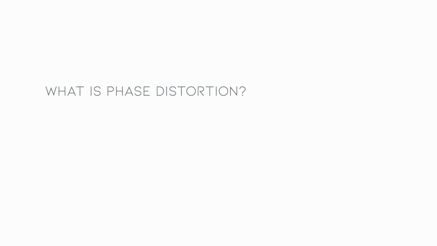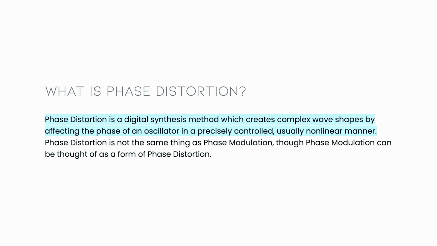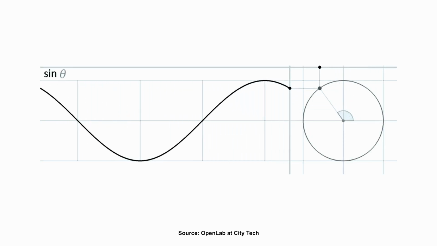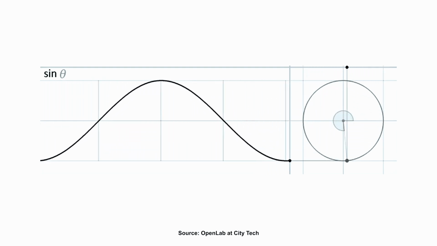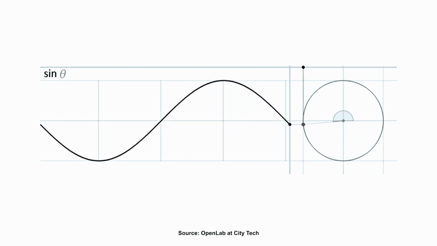Before we go in depth with each algorithm, let's briefly talk about the theory behind phase distortion. This will help you understand how the modes are transforming your sine wave. As the manual states, phase distortion is a digital synthesis method which creates wave shapes by affecting the phase of an oscillator. So what does that mean? If you remember way back to trigonometry, a sine wave is defined in terms of periodic movement around a circle, as shown in this little video.